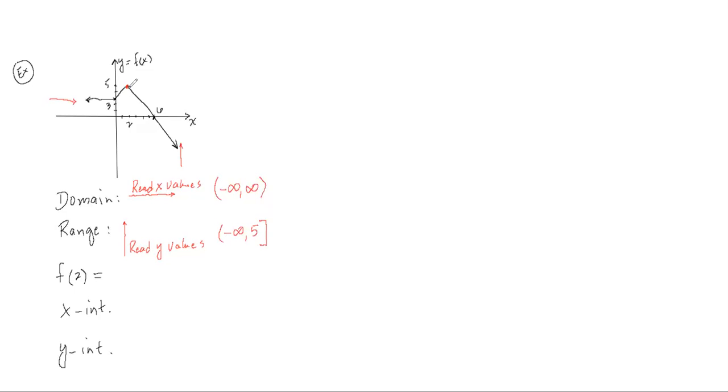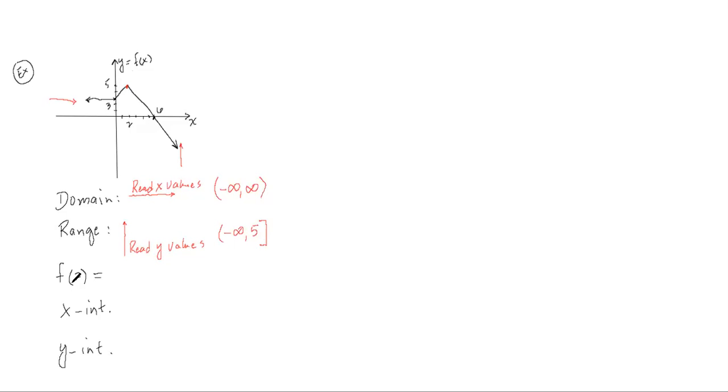So it's starting from down here, which is negative infinity, and the highest it goes up, this is the highest y value on the graph, which is 5. So it stops at 5, and because the point is solid, you put a bracket there.